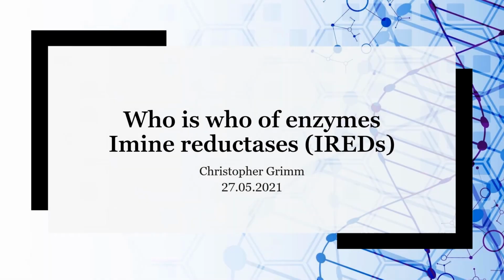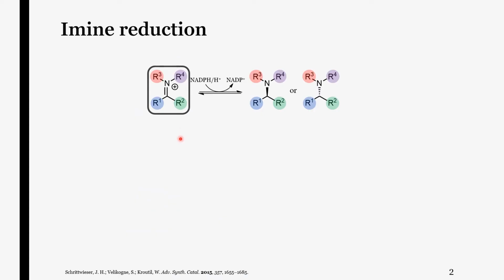Welcome, ladies and gentlemen. Today I would like to talk about imine reductases, or shortly IREDs. I read more than 30 papers, and here I will summarize all the important details about this enzyme class. IREDs can catalyze the imine reduction reaction, therefore they use iminium ions as a starting material to reduce them to the chiral amine products. Therefore, they also use NADPH as a cofactor.